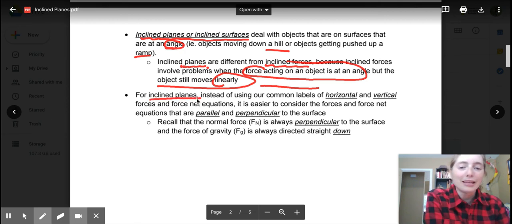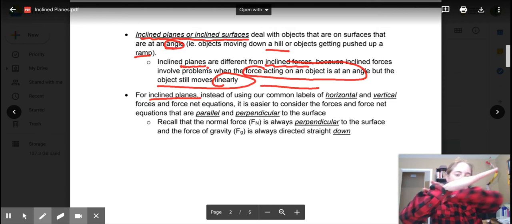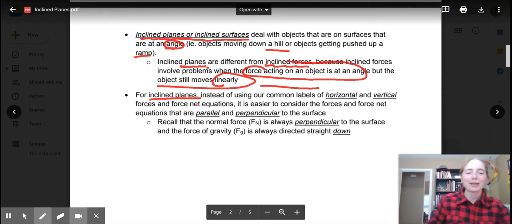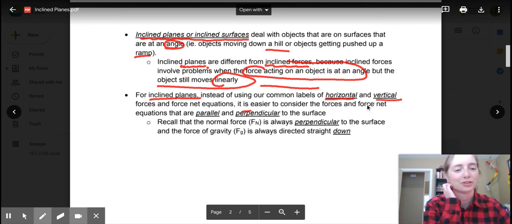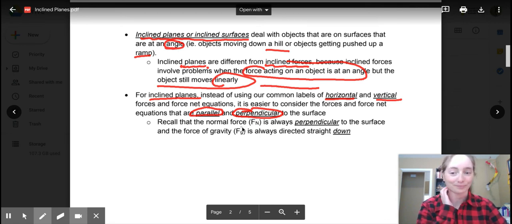However, with an inclined plane, not just our forces are at an angle, our object is also going to be moving at an angle as well, so either up or down a ramp. Now, instead of using either horizontal or vertical when we're looking at our forces, we are going to be considering our forces to be parallel to the surface or perpendicular to the surface. So that in and of itself is going to be different. Keep in mind our normal force is always perpendicular to the surface and Fg is always straight down.